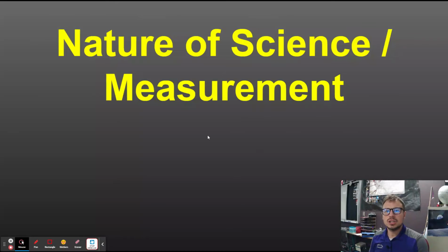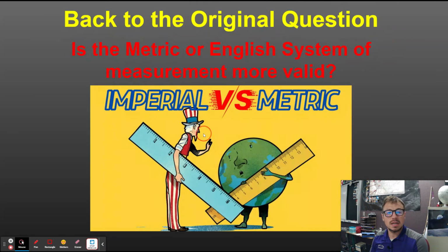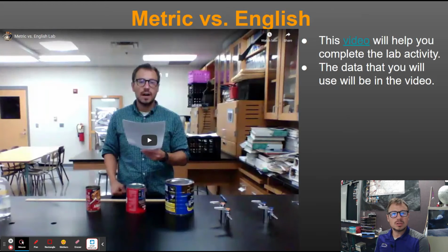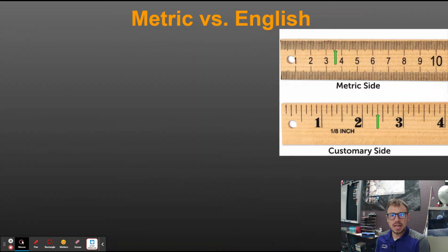All right, these are the nature of science measurement slides. So this was the original question: was the metric or English system of measurement more valid? In order to answer this, we did the metric versus English lab.